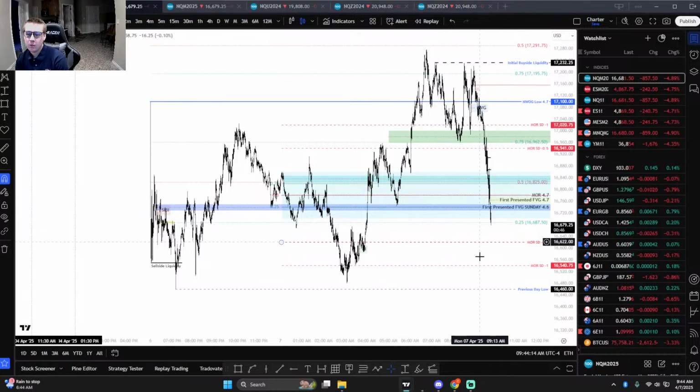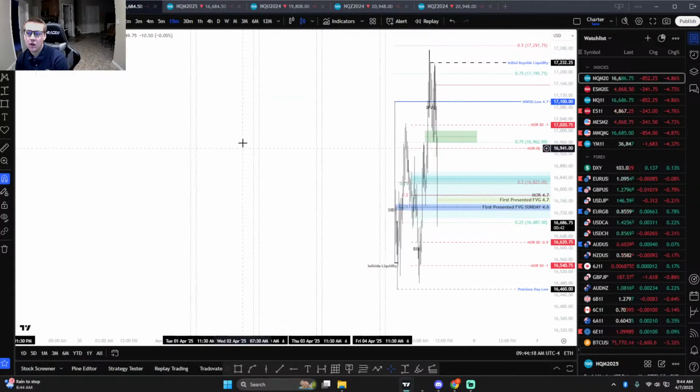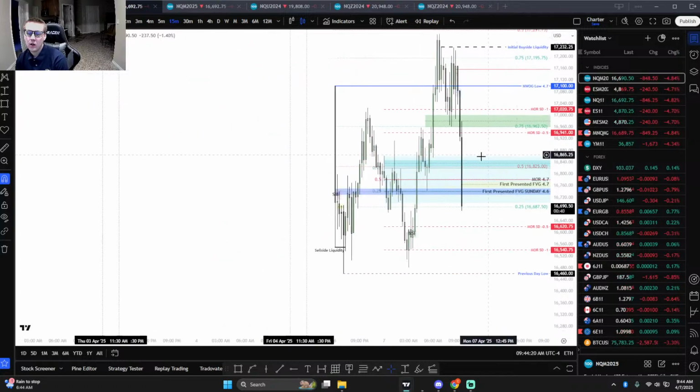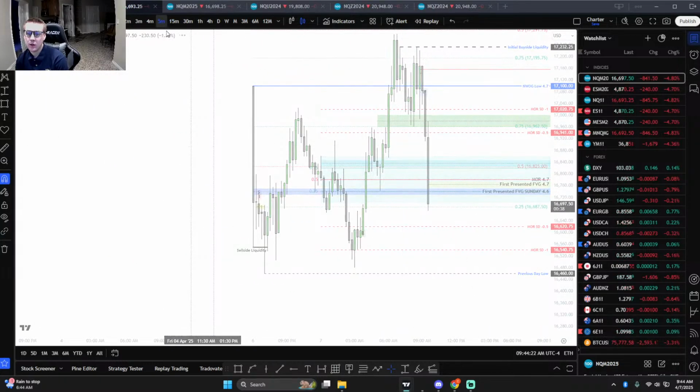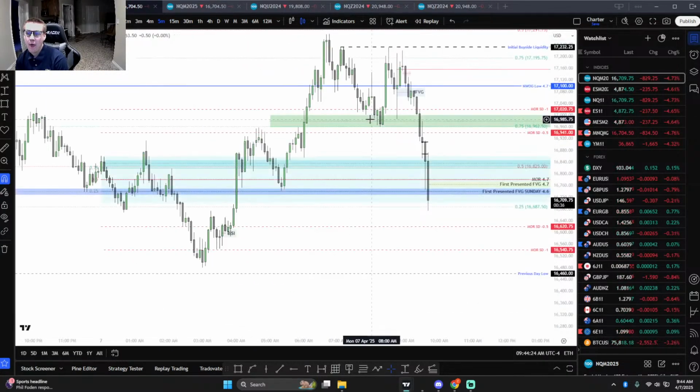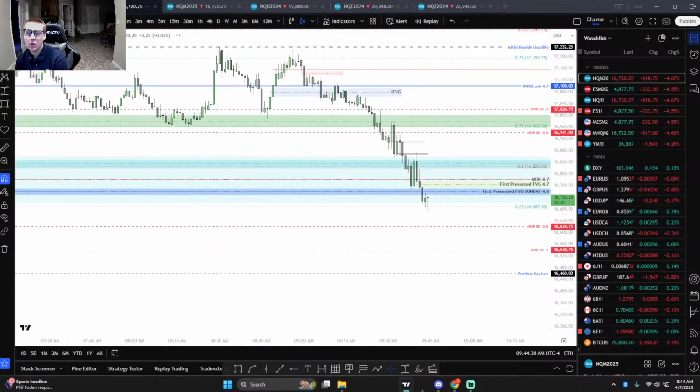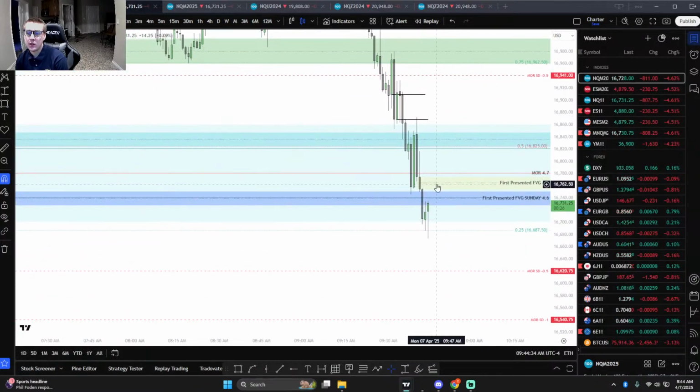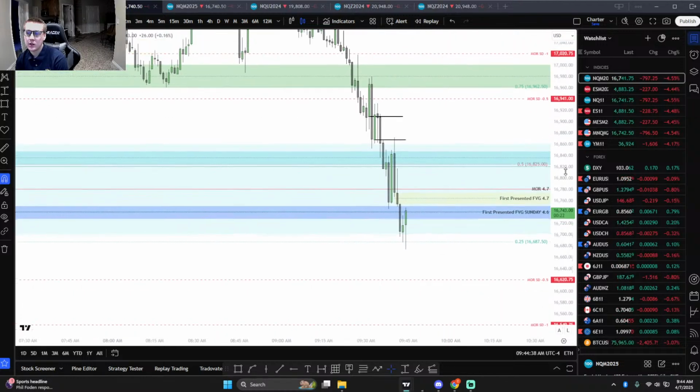All right, I would like to see price stay heavy. If not, at least retrace up into a... We don't really have a nice 5-minute SIBI, or a real 1-minute SIBI either. So I would like to see first presented fair value gap get used. And if we trade above that, I would not like to see that.